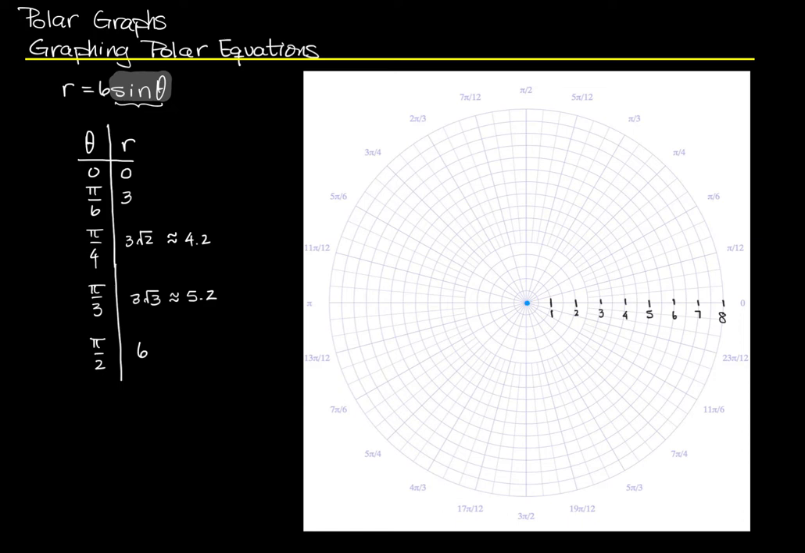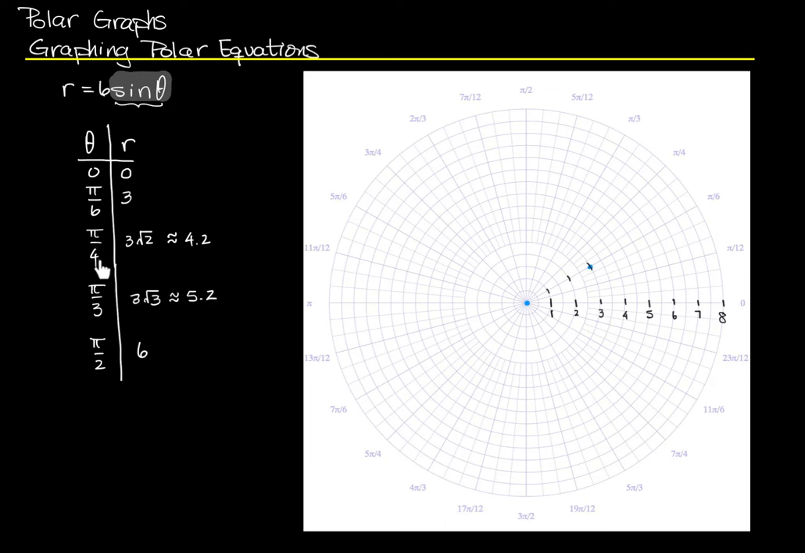So where is that point again? On the line pi over 6, around 3. It's right there. So I've gone out to this line pi over 6, I've gone around to there, and then I've gone out 3 units on that line. Just by way of a reminder, that's a 1, that's a 2, and this is 3. Okay? All right, what's our next point?